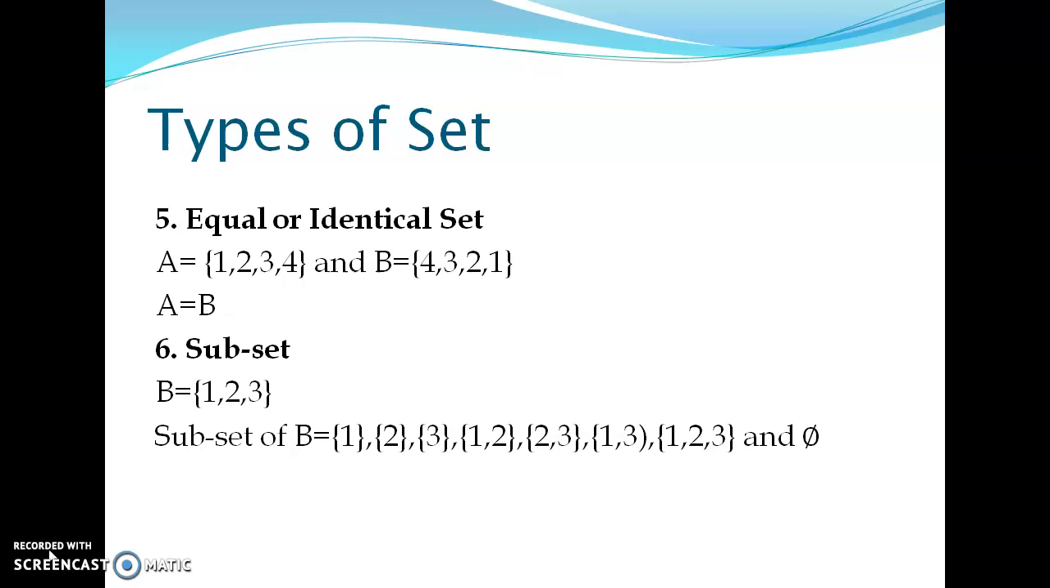Then, what is called an equal set or identical set? Two sets are said to be equal or identical if they contain the same elements. For example, A = {1, 2, 3, 4} and B = {4, 3, 2, 1}. These two sets can be said to be identical as they contain the same elements.